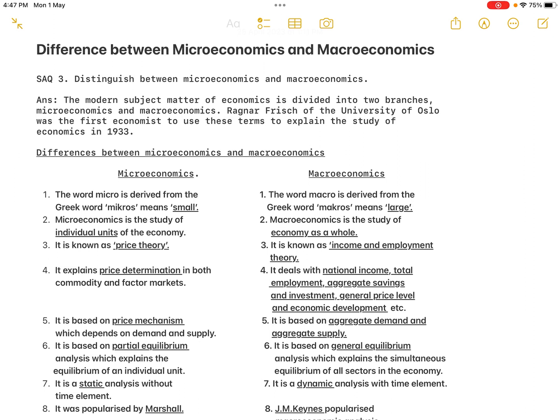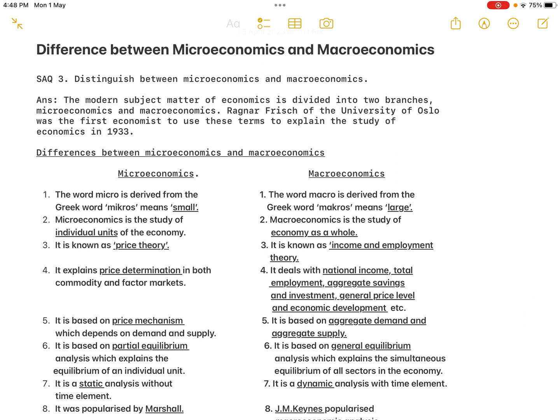Okay, then the fourth point, microeconomics explains price determination in both commodity and factor markets. Just as I mentioned, that's why microeconomics is called price theory. How the price is determined in both the commodity market as well as the factor market, that is the main subject matter of microeconomics.